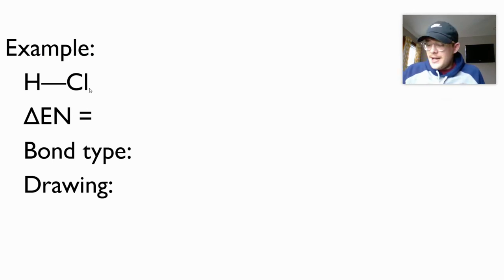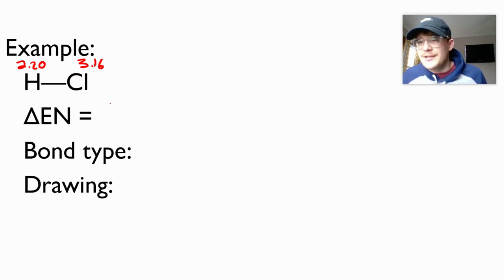Okay, so HCl, we're looking at these. HCl, we need to find the electronegativities of both of these elements. We're looking at a bond between H and Cl, hydrogen and chlorine. So hydrogen's got an electronegativity of 2.20. You could find that in your periodic table. Chlorine is 3.16, I believe. I believe that's right. If it's not, we'll just assume it's right.